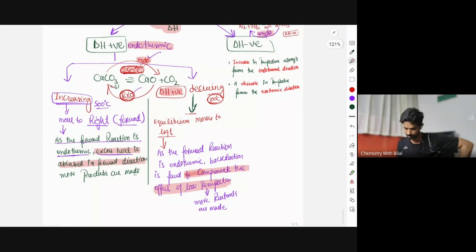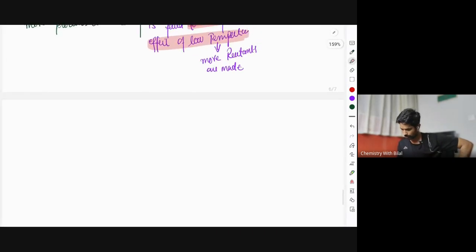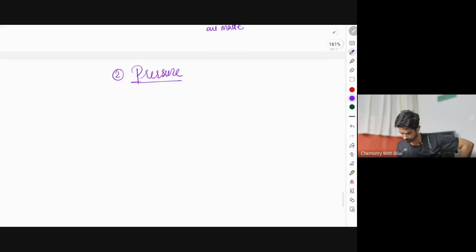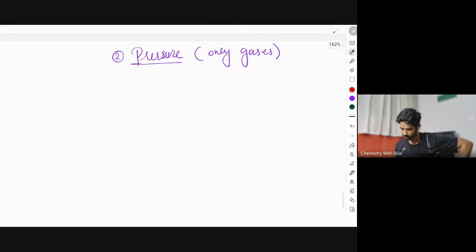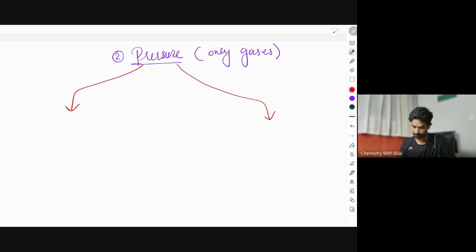Okay. Let's now investigate the second factor, which is very easy but important, and that factor is called pressure. Pressure is the second factor. The good thing is it only works for gases. It doesn't mean everything has to be a gas; if even one reactant is a gas, it works for those examples. Again, we have two conditions: either you can increase or decrease the pressure. So let's first look at the effect of an increase in pressure, and then we'll investigate the effect of a decrease in pressure.